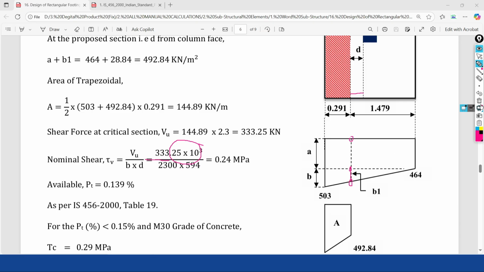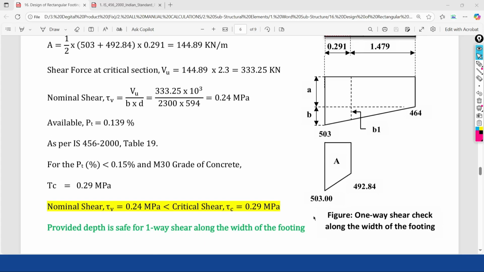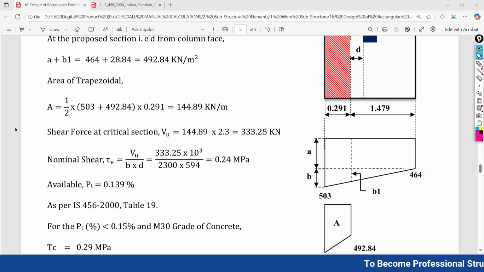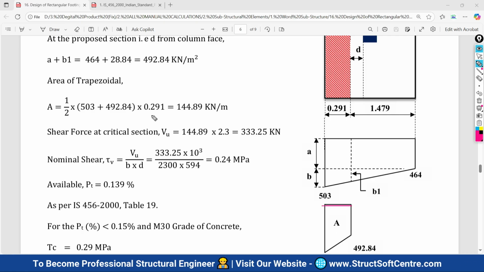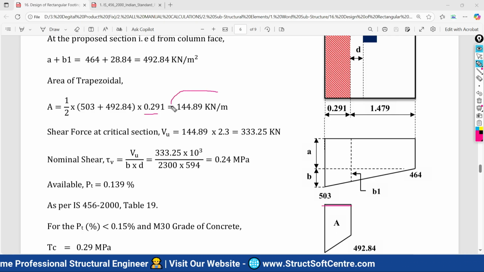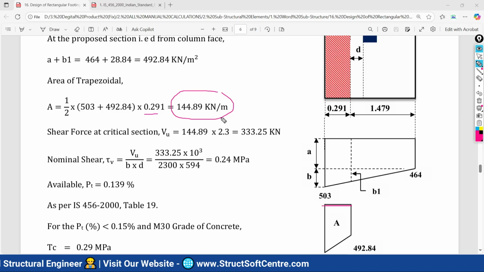Again we have to calculate the area of the trapezoidal. So have a look over this. 1 by 2 phi naught 3 plus 492.84. It is to be distributed over this base 0.291. So we are having the intensity of the upward soil pressure 144.89 kilonewton per running meter of your width.